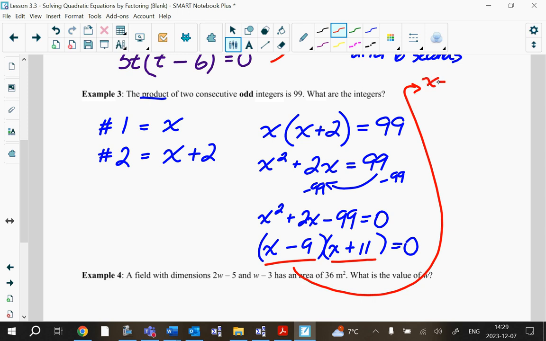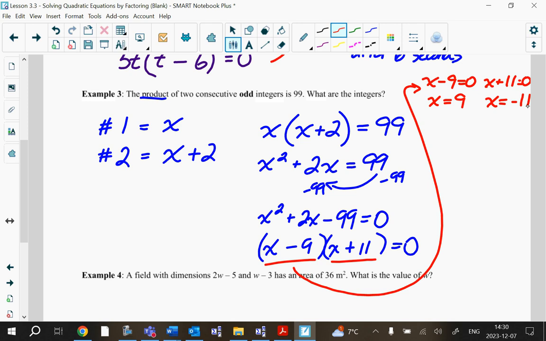X minus 9 equals 0. X plus 11 equals 0. Well, if x minus 9 is equal to 0, what's x? 9. If x plus 11 is equal to 0, what's x? -11. So there's two possible answers here, because remember, I said they could be positive or negative.